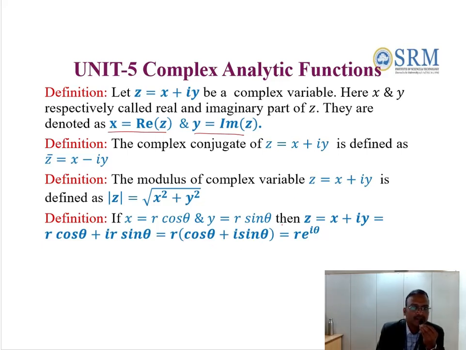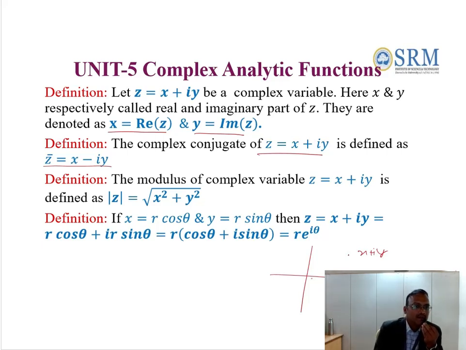The second definition is the complex conjugate of the complex variable z. Suppose z equal to x plus iy, then its complex conjugate is defined as z bar, that is equal to x minus iy, right? So geometrically, if you have the complex number x plus iy here, then x minus iy is the mirror reflection of this across the axis. The x minus iy will be somewhere here. This is x minus iy.